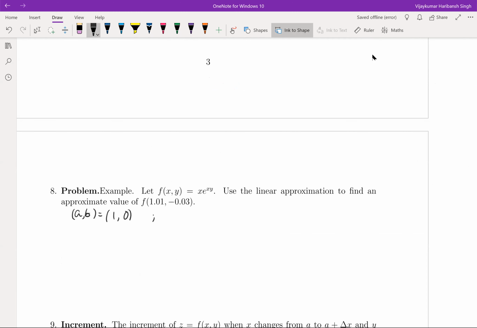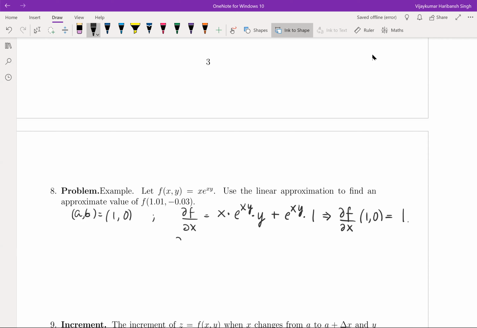So in that case, we need to compute the partial derivative of this with respect to x first. This is going to be, product rule: x times e to the power xy multiplied by the derivative of xy, which is y, plus e to the xy times the derivative of x, which is 1. So this evaluated at 1, 0 is going to be, this term will disappear. You will get e to the power 0, which is 1.